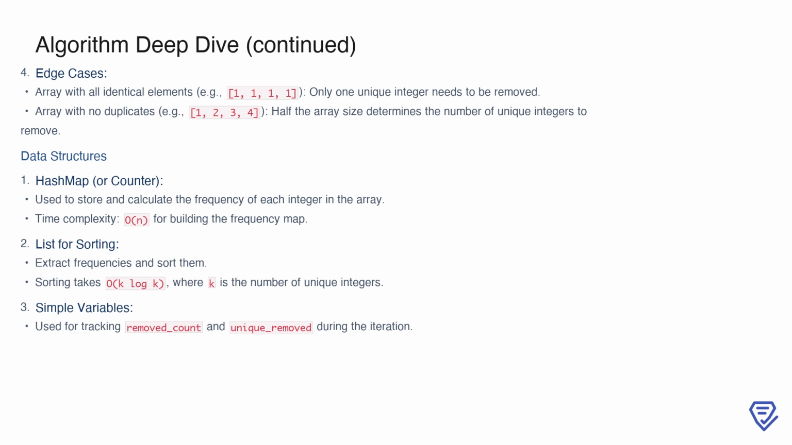On the other hand, if there are no duplicates, as in 1, 2, 3, 4, the number of unique integers to remove is determined directly by half the array size.